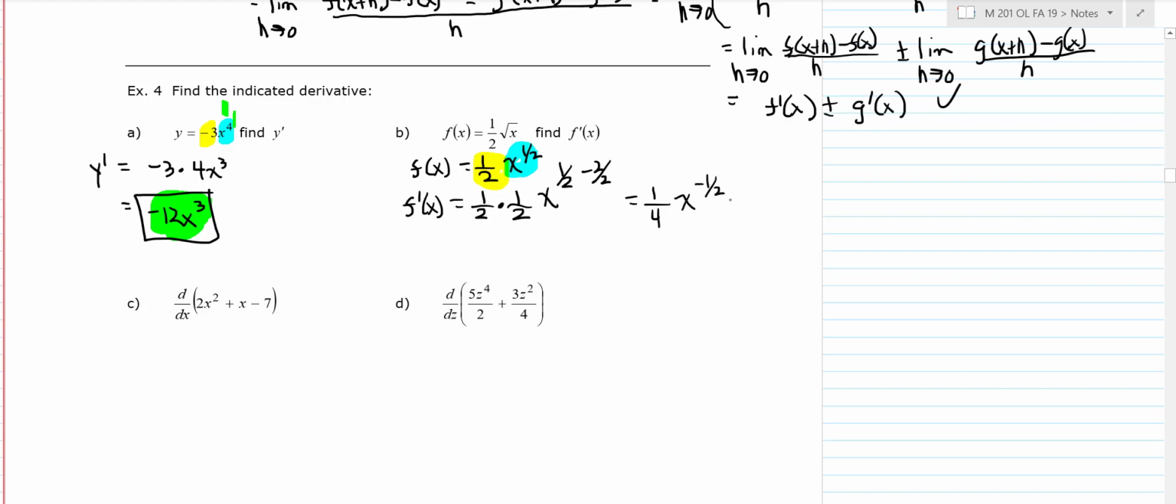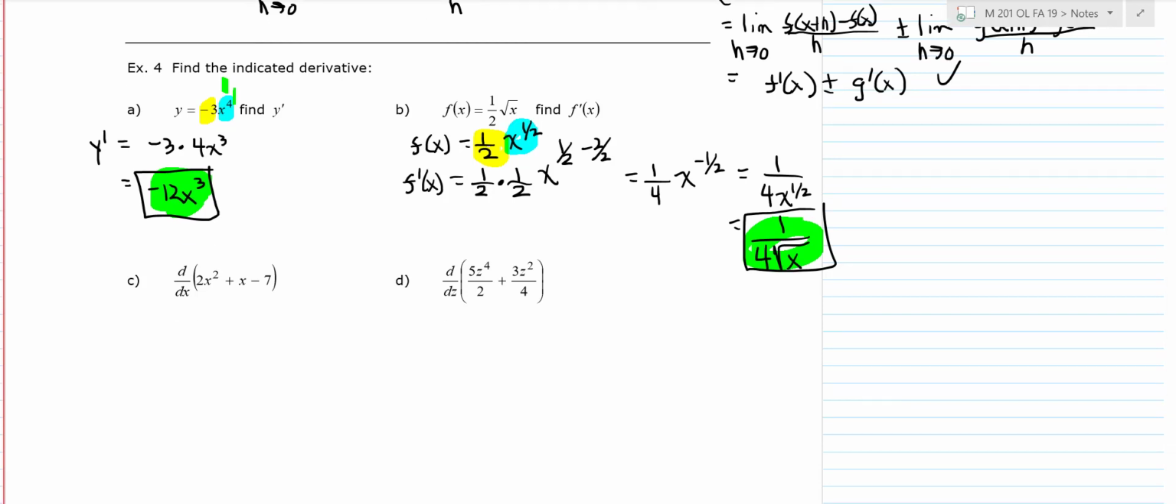Now that's your derivative, but again, a rule of thumb I was talking about, if you start with a radical, you probably want to end with a radical. So we could write this as 1/4 x to the 1/2, then change that over to a square root to get 1/4 times the square root of x. So that would be as far as you would want to take that derivative there. You don't have to rationalize a denominator or anything. That's good enough. Okay? All right?